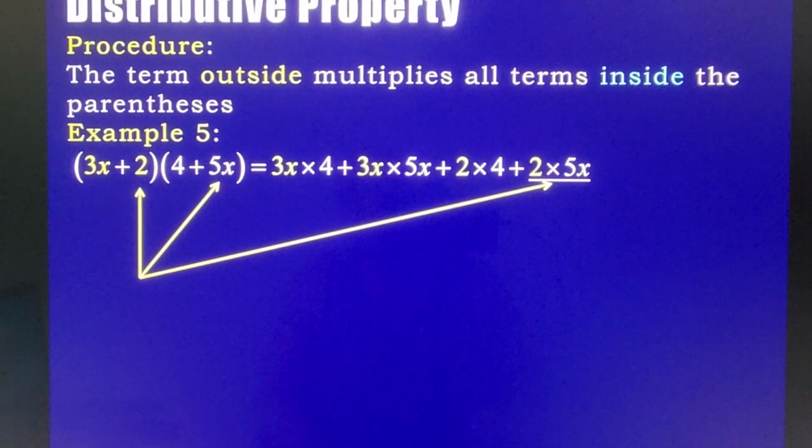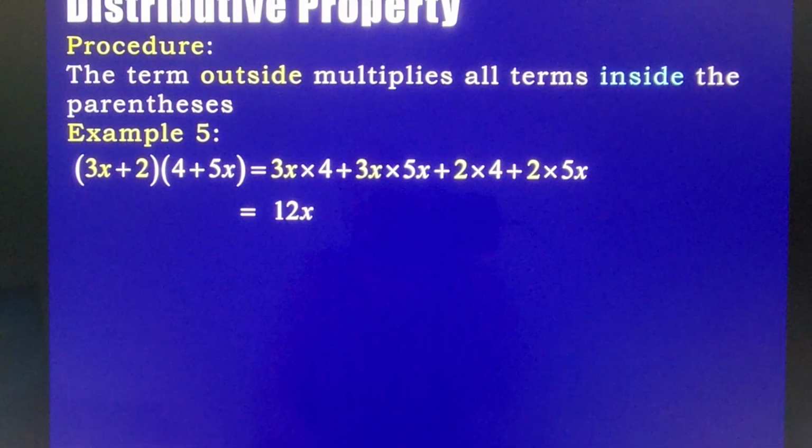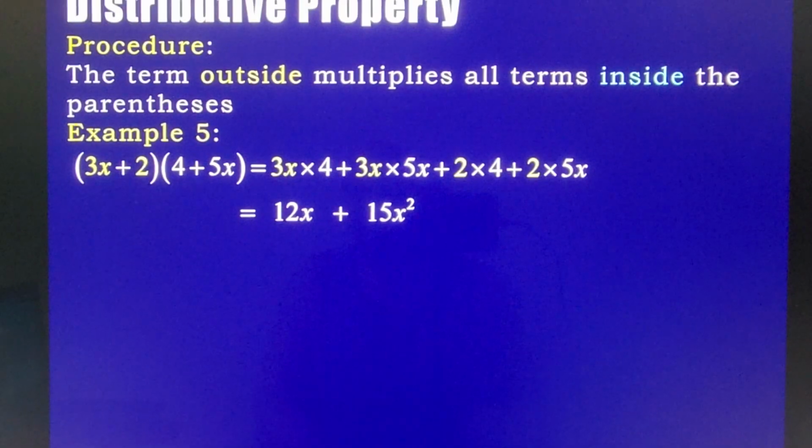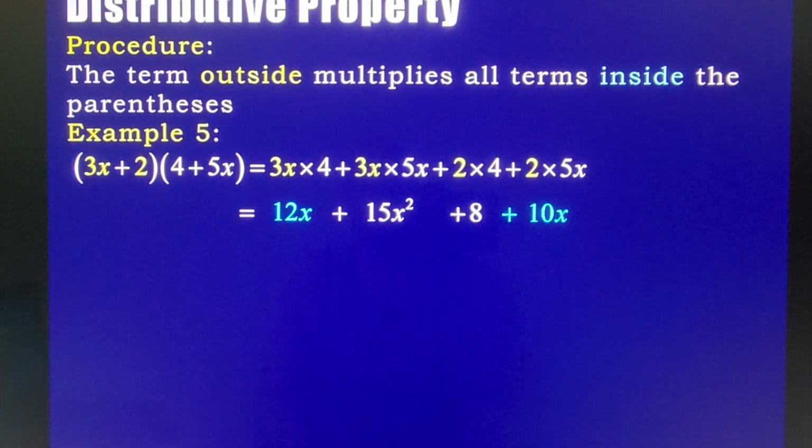Now we're going to see if we can combine a few of those terms. We do them, remember, we always do the math on what we can. So here's the expression. 3x times 4 is 12x plus 3x times 5 is 15. And because we have x times x, it's 15x squared. Plus 2 times 4, 8. Plus 2 times 5x is 10x.